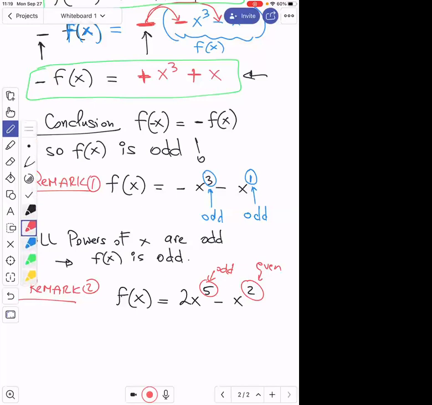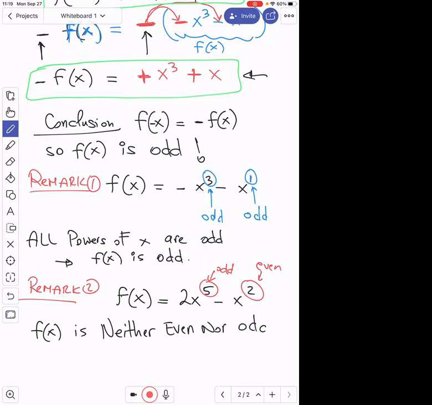So this f of x, for example, f of x here is neither even nor odd, because as you can see, you have both odd powers and even powers.